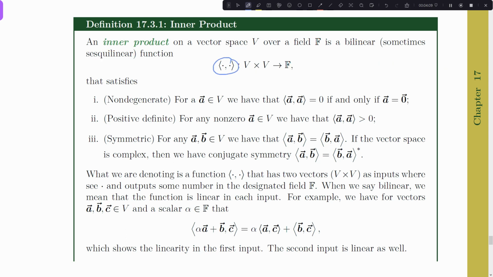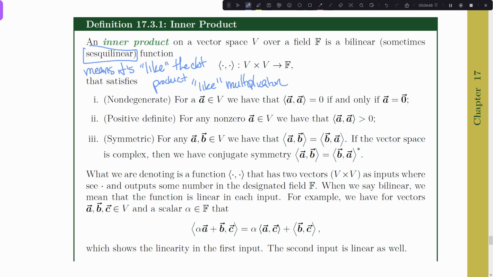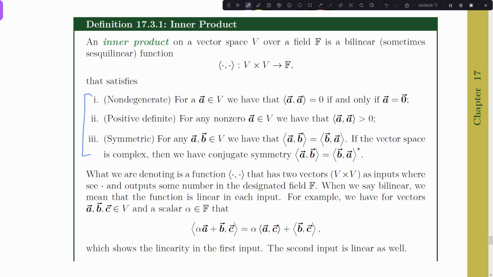And yet the way that the inner product works over those two vectors has to be relatively well defined. It has to, this sesquilinear means it's like the dot product, which itself was like multiplication. Okay, so we want to think about it, hey, this is kind of behaving like I'm multiplying the two vectors in some abstract manner. Okay, it has to satisfy the following conditions.